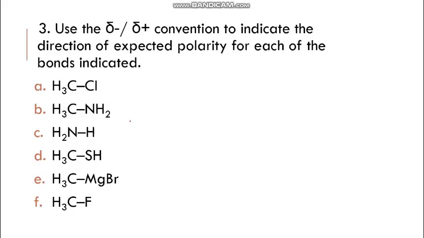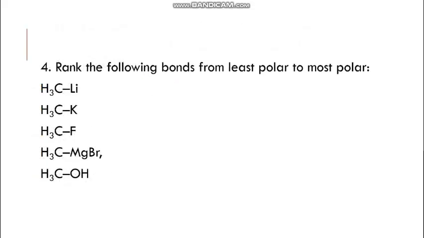Number 3, use the delta negative and the delta positive convention to indicate the direction of expected polarity for each of the bonds indicated. So in this one, you would tell which is electron rich and electron poor. Okay, and you would indicate the direction of the polarity, if it's to the left or to the right. Okay. So, that's it for exercise number 8.